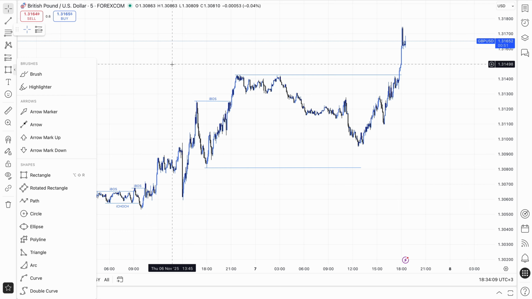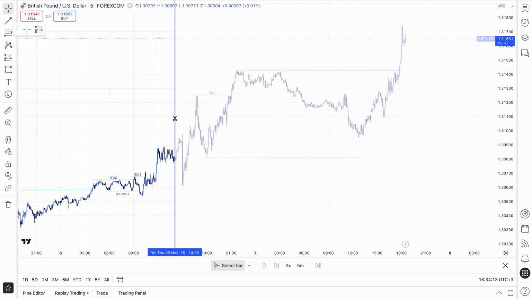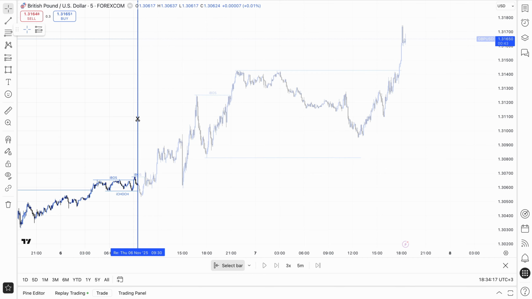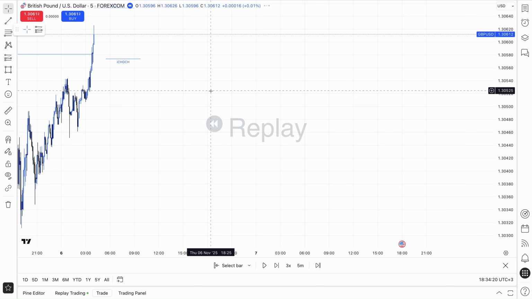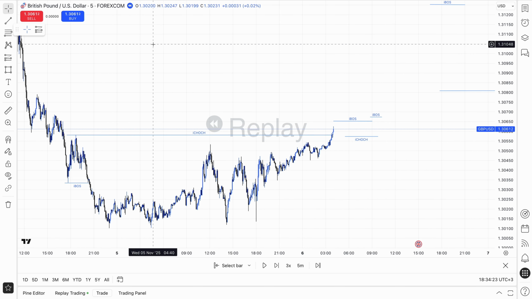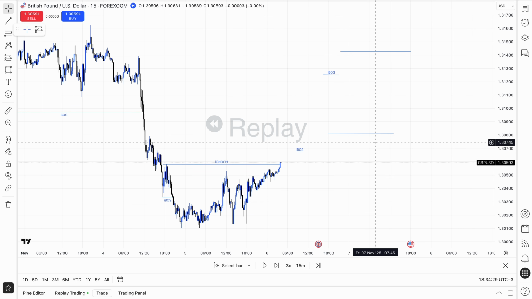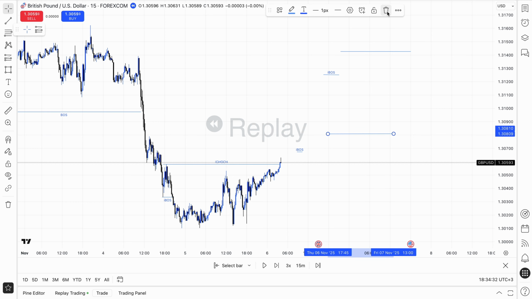I had the order limit, but later on I deleted it because we had news during London Open, right? Let me first take it back here. You can see the market was moving up. Let's go to 15 minutes. You can see the market was moving up, and my plan was to buy this market, right?